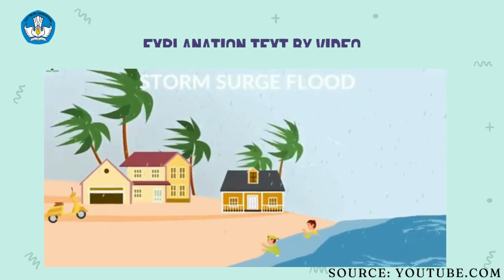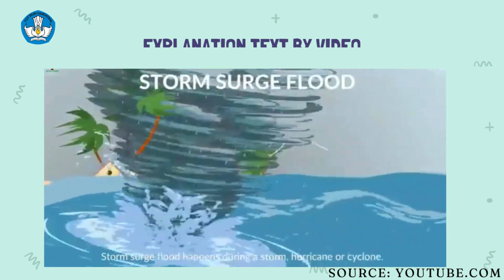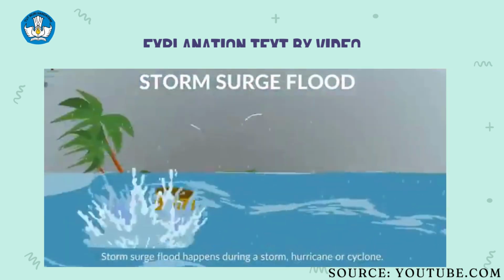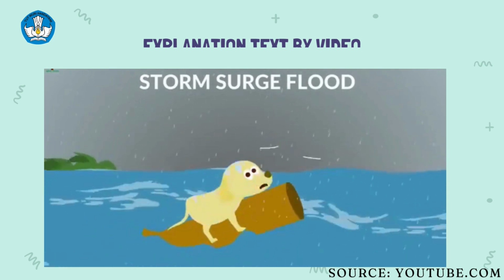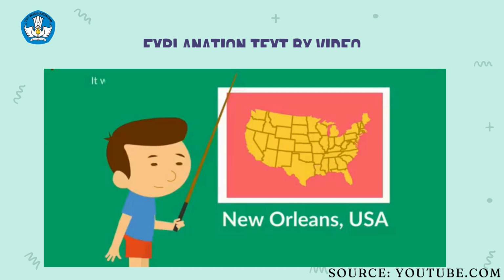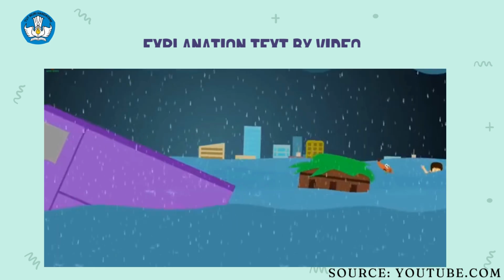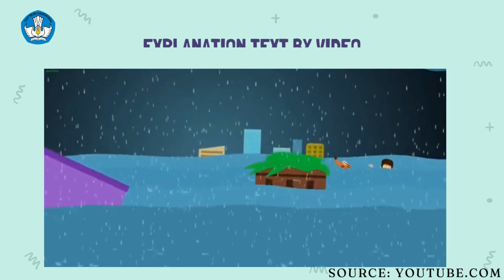Storm surge flooding. This happens during a storm, hurricane, or cyclone. It is a strong wave of water that sweeps onto land. It's an incredibly dangerous threat for people living along the coast. It was severe in New Orleans, USA during Hurricane Katrina in 2007. The results of floods are devastating.